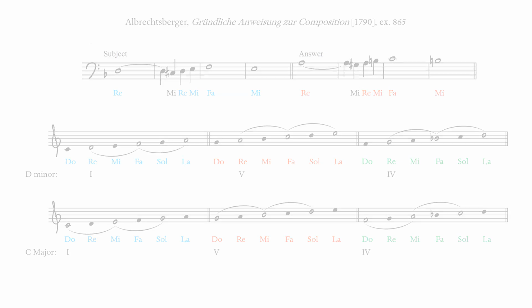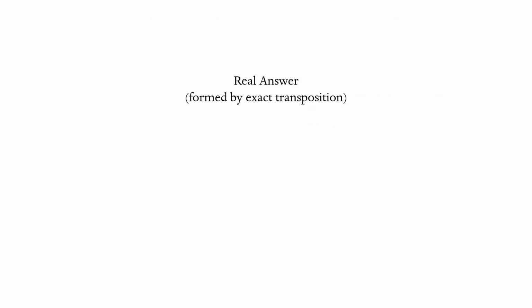So far, we've covered real answers, which are, again, simply answers formed by an exact transposition of the fugue subject. Any answer that is not formed by an exact transposition of the subject is known, confusingly, as a tonal answer. Now, they had tonal answers even back in the era of modal music, so just don't think about it too much. Tonal equals not an exact transposition.